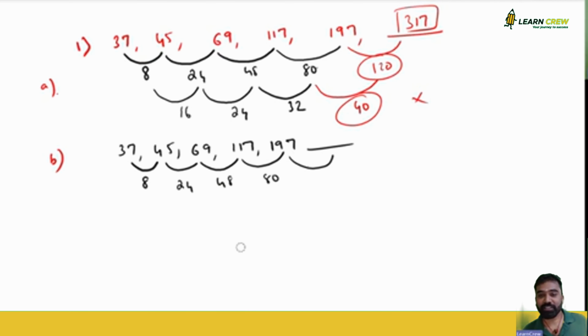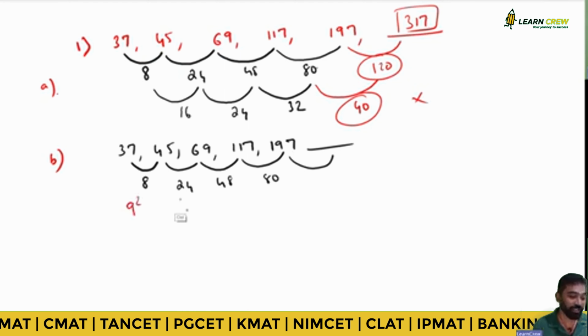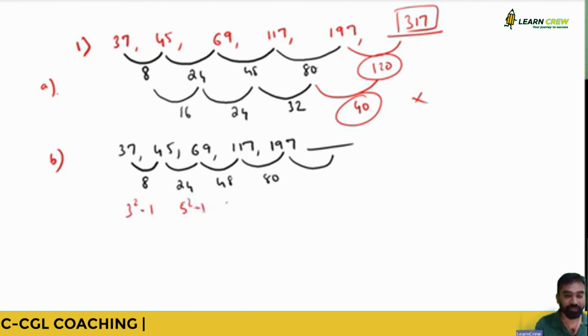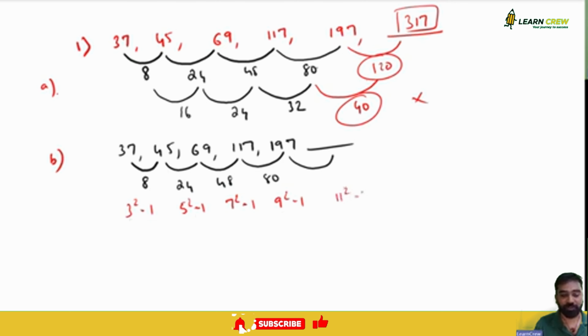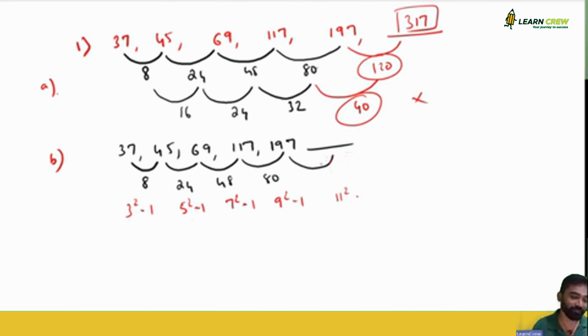Next method: think of squares. What's the closest square here? 3 square minus 1, here 5 square minus 1, here 7 square minus 1, here 9 square minus 1. So this is 3, 5, 7, 9. The next number is going to be 11 square minus 1. Is it going to give me 120? This is the next pattern.